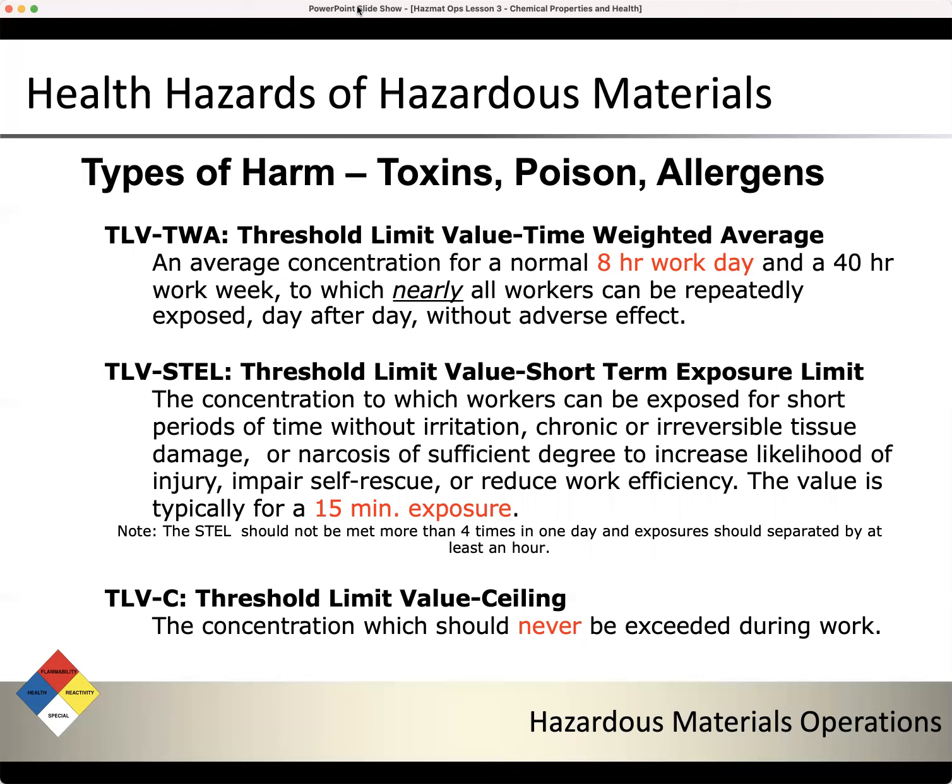So time-weighted average is an 8-hour workday. So what does this mean? It means that the government has said that you can average this exposure for 8 hours and be okay. So for example, carbon monoxide, that number is 50 parts per million. So the government has said you can average exposure to 50 parts per million. You can dip a little bit below that, a little bit above that, but average 50 parts per million over an 8-hour period, and you'll be okay.